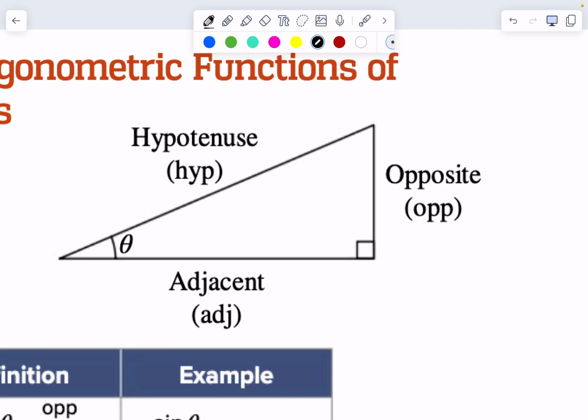I don't know. The law of tangent would be like sine divided by cosine. It's just easier to do sines or whatever. I don't know. Yeah.